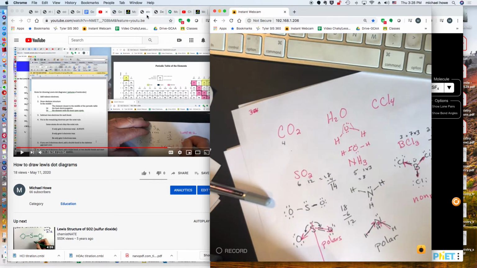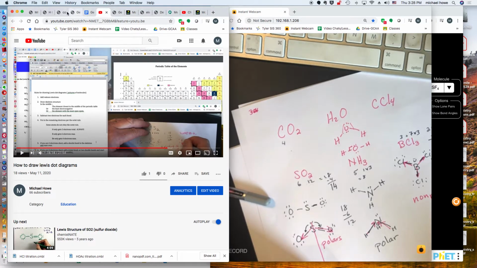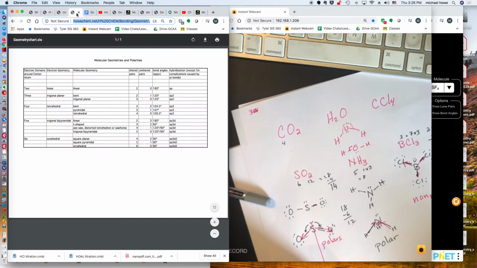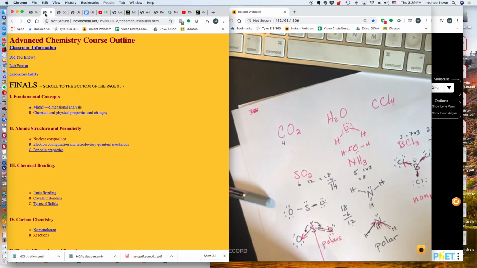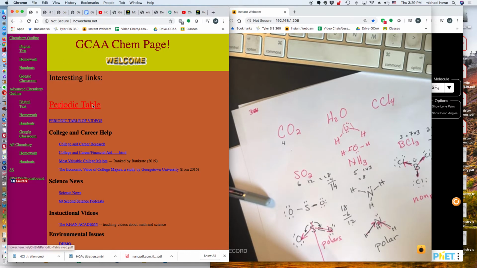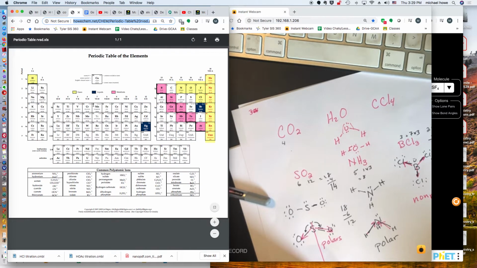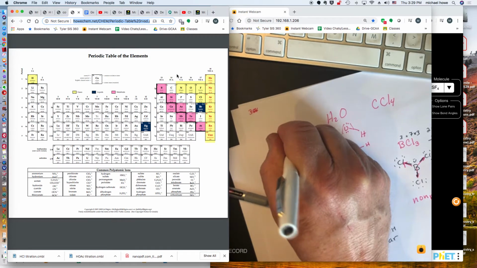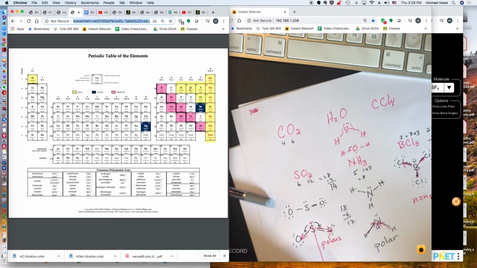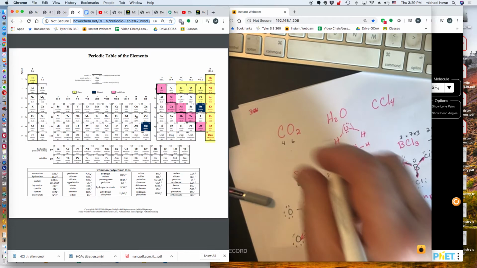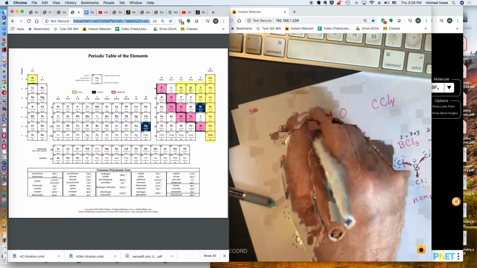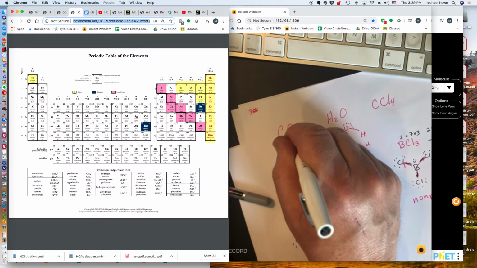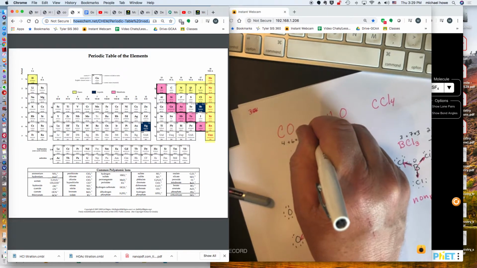If you're unsure about why it has 4 valence electrons, you might want to go look at a periodic table. I do have one here, so you just click on the periodic table and go there. So carbon has 4 valence electrons in this column. Oxygen has 6 valence electrons because it's right here. But there's 2 atoms of oxygen, so you're going to multiply by 2. So our total valence electrons are 4 plus 6 times 2 equals 16.